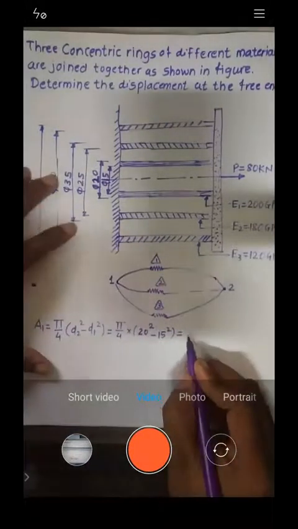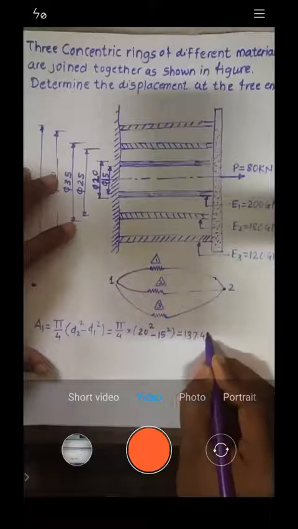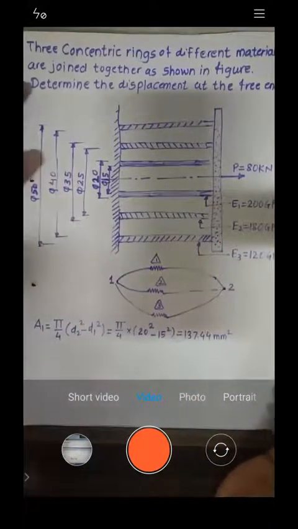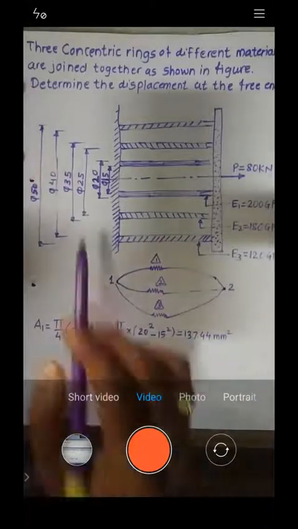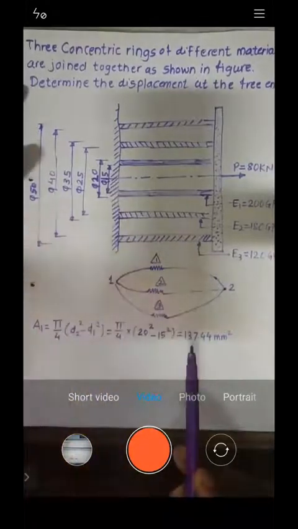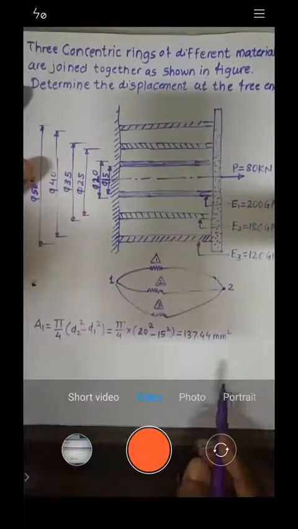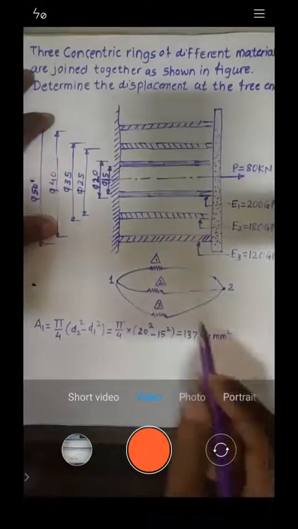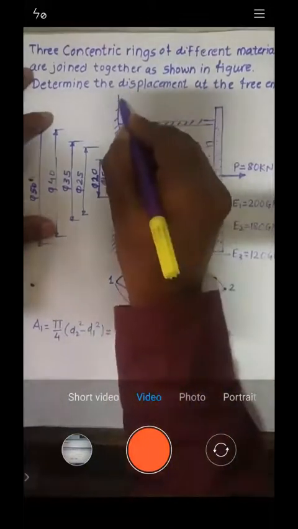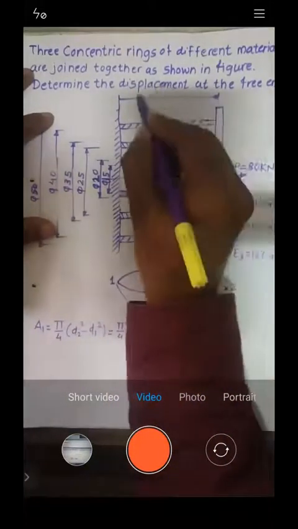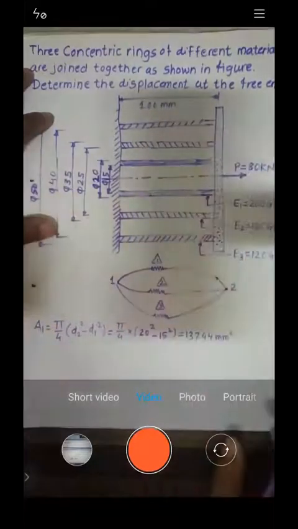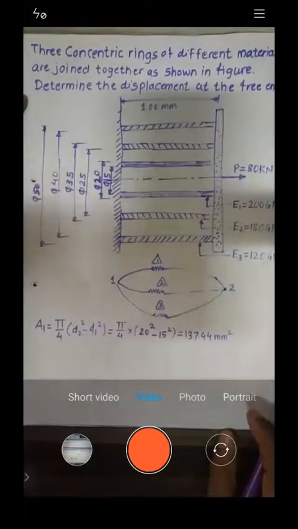137.44 mm square, right? These dimensions are in mm. One length I forgot to mention in this diagram is this length, which is 100 mm. It is given in the problem.